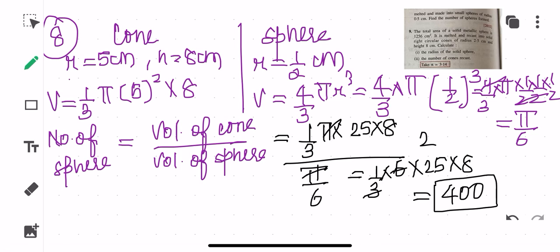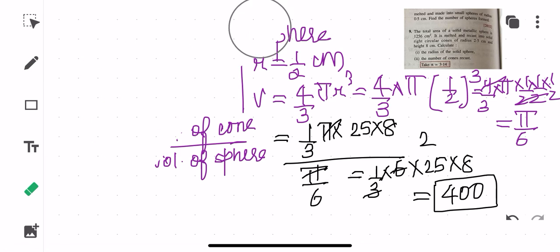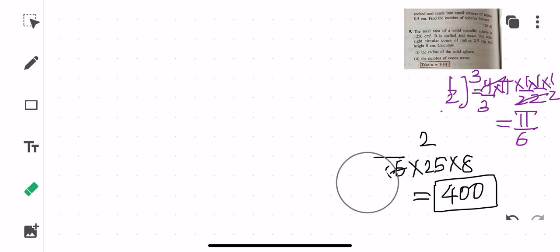We'll now move to question number 9. So question number 9, what it says, children, the total area of a solid metallic sphere, so we are taking a metallic sphere. Total area means what, children? This has to do with the surface area. It is this much, 1256. It is melted and recast into a solid right circular cone of radius 2.5 centimeter and height this much. You have to calculate the radius of the sphere. So radius I will be calculating, and the number of cones you will be finding out.